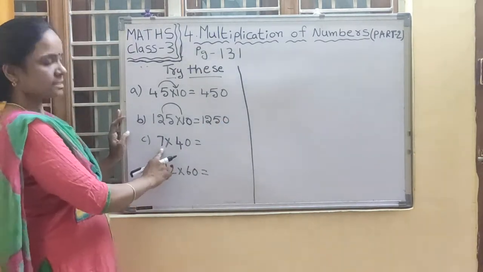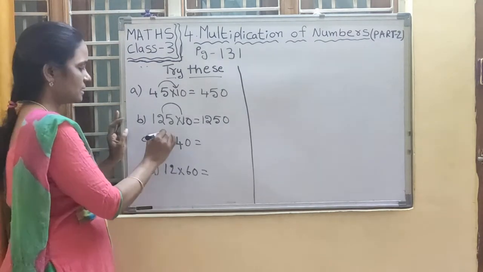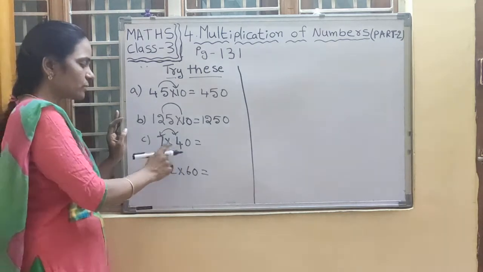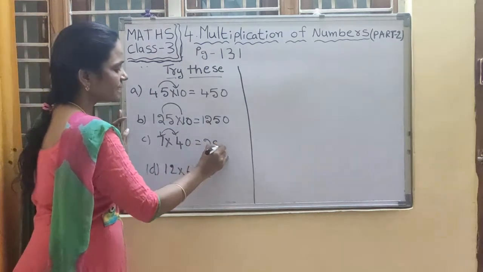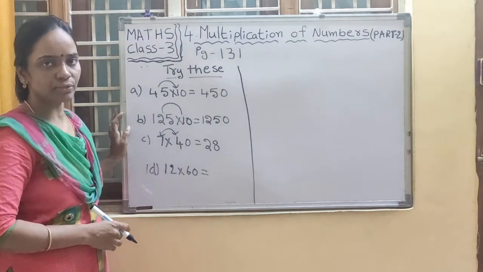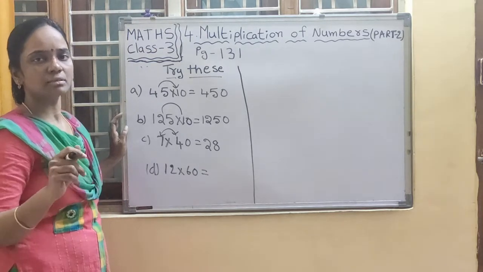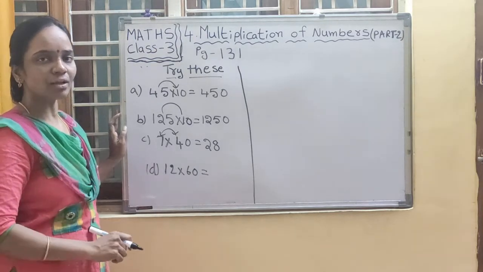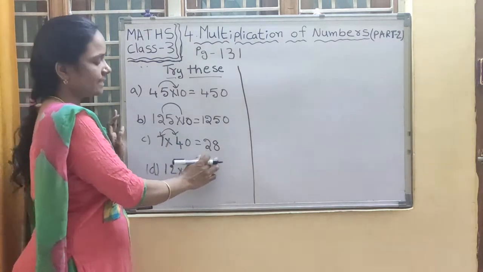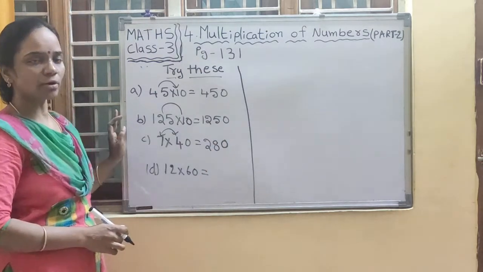Next, coming to the C bit, 7 into 40. Yes. First, what do we have to do? 7 into 4. 7 should be multiplied by 4. 7 4s are 28. You should be thorough with the tables. Then only it is easy for you. Okay, children? Be perfect with 2 to 10 tables. Class 3 children. Understood, all of you? 7 4s are 28. And put 1 zero. 280 is the product.